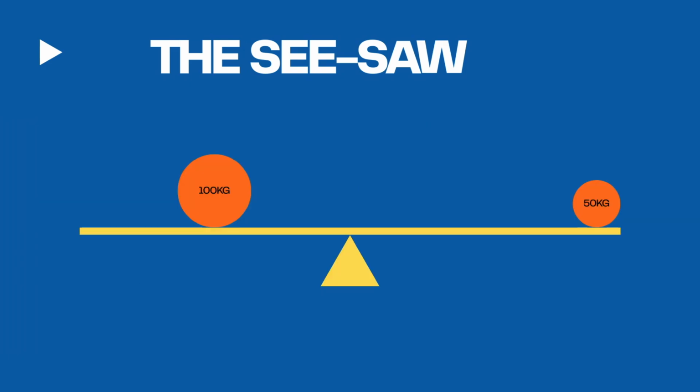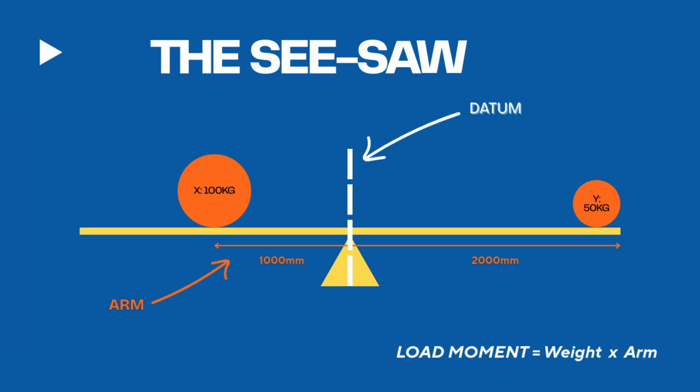So it's probably starting to make sense now why, when we move the heavier weight closer into the datum, the seesaw's balanced. All we're doing is reducing the arm of the heavy weight. And because we reduce the arm, we make the moment it produces less.